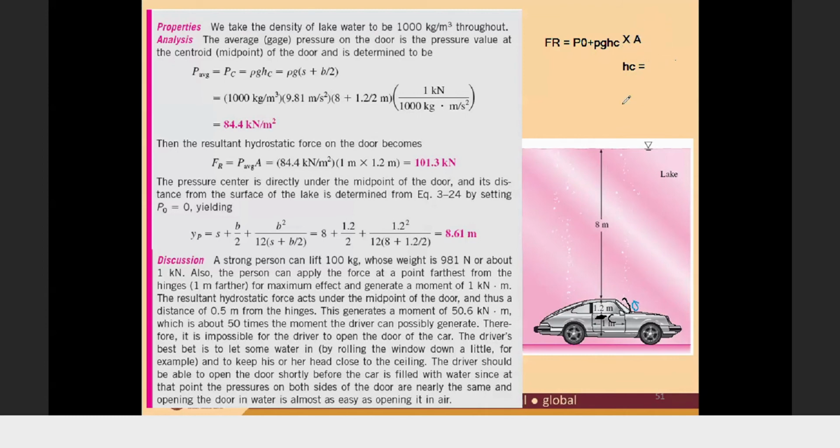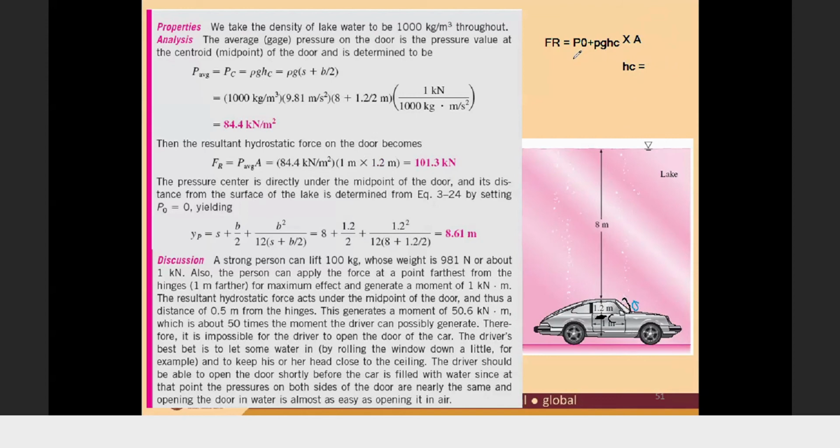Next is to calculate the area. The area of the surface is just 1.2 times 1. And then we put in the gamma water and G.